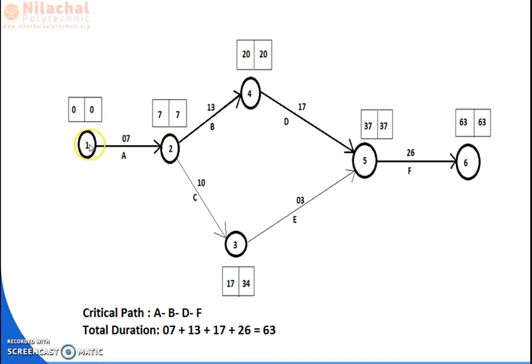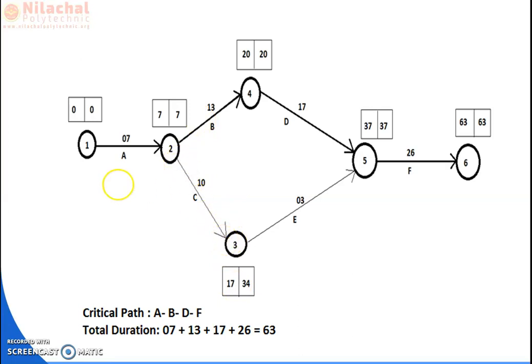For a critical activity, both the start time and end time are equal. For example, for D activity, the start time is 20:20 and the end time is 37:37. But for a non-critical activity, the start time is 7:7 and the end time is 17:34. That means both are not equal, so this is a non-critical activity.